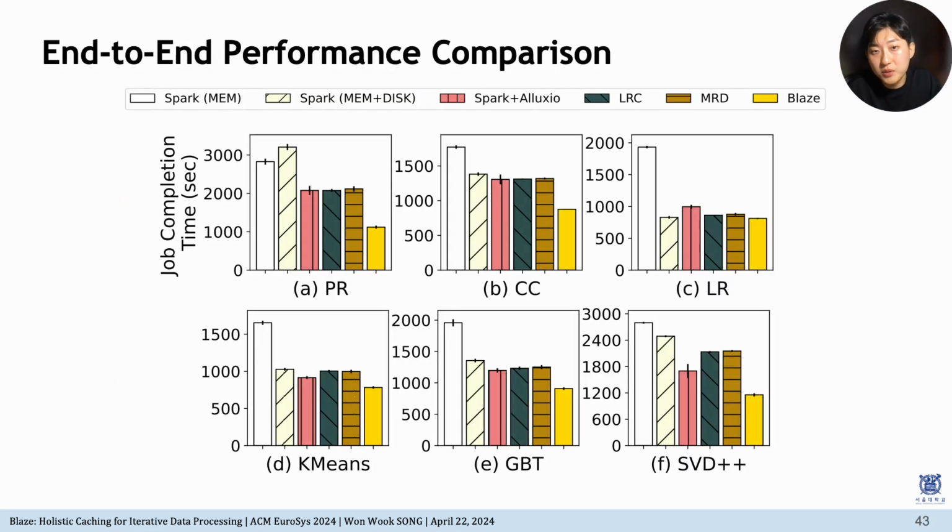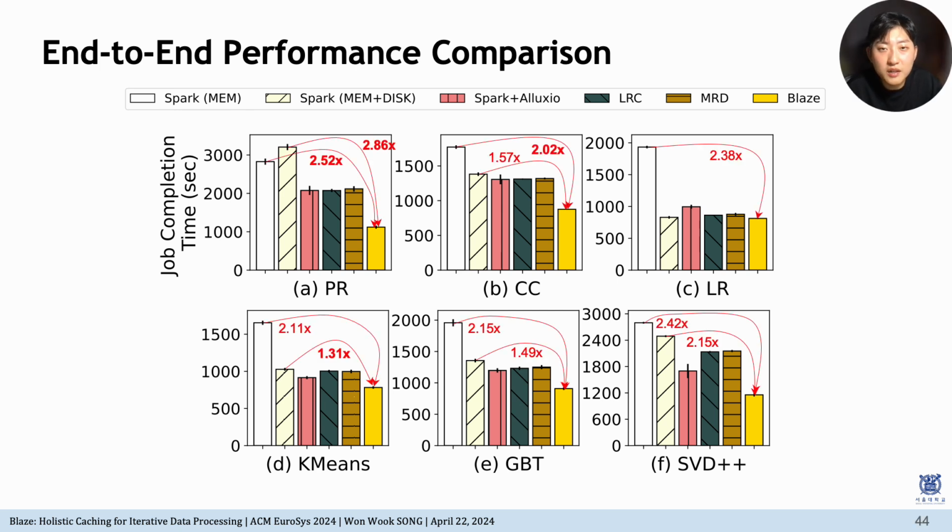Let's start with the end-to-end job completion times on the different applications with different baselines. The 2 Sparks correspond to the conventional Spark with the memory-only and memory-and-disk configurations. Spark plus Alluxio uses Alluxio, which is a tiered distributed storage for optimizing the management of cache data with serialization support for compression. LRC and MRD correspond to least reference count and most reference distance, which provide a more sophisticated eviction policy than the conventional LRU. And finally, Blaze is our system. You can see the performance benefits on the slide and the detailed descriptions in the paper. It achieves up to 2.86 times speedup compared to memory-and-disk Spark, and up to 2.52 times speedup compared to the memory-only Spark.